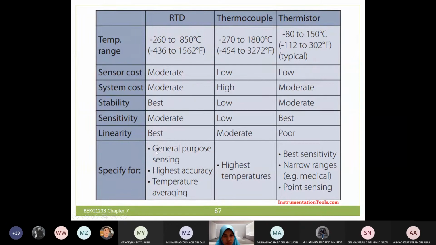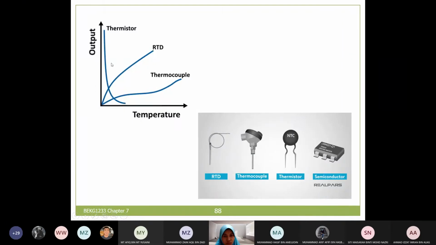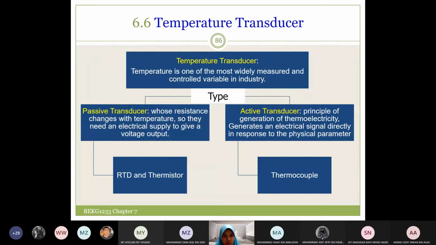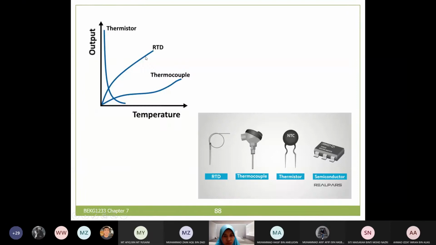Okay, this is the relationship between the output of each sensor with temperature. So the output is in resistance, right? Okay, the output is resistance. So for RTD, the resistance is directly proportional to the temperature. Okay, thermistor, the output or the resistance is inversely proportional to the temperature. Okay, so this is RTD. So thermocouple, thermistor.